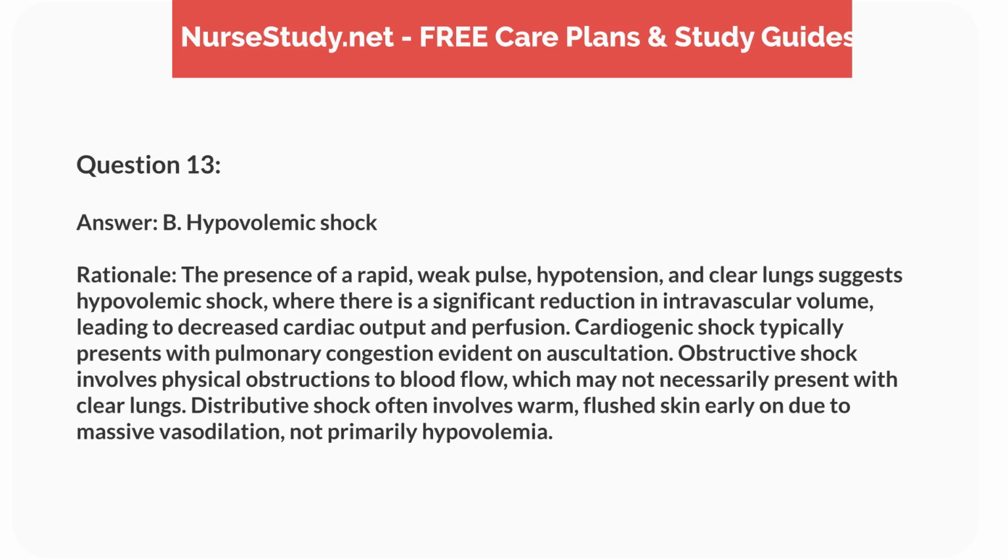Rationale. The presence of a rapid, weak pulse, hypotension, and clear lungs suggests hypovolemic shock, where there is a significant reduction in intravascular volume, leading to decreased cardiac output and perfusion. Cardiogenic shock typically presents with pulmonary congestion evident on auscultation. Obstructive shock involves physical obstructions to blood flow, which may not necessarily present with clear lungs.